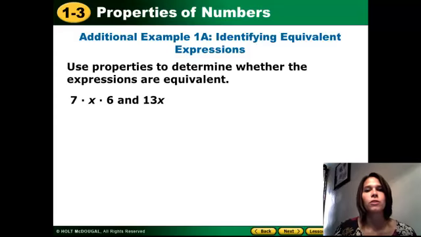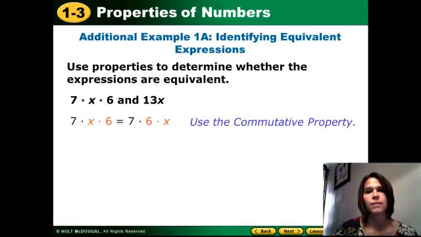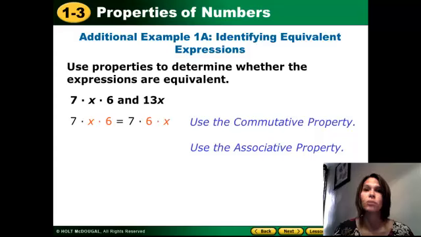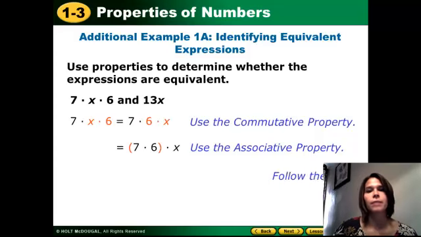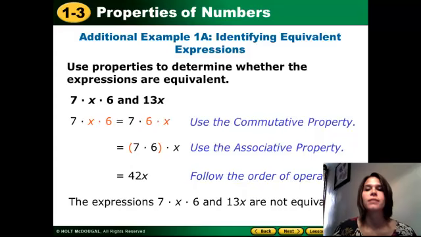Use properties to determine whether the expressions are equivalent. I have two expressions, 7 times x times 6 and 13x. I'm going to rearrange that first one using the commutative property in order to see if it's the same. I'm going to move the 6 over to the 7 and then multiply my 7 times 6 using the associative property by grouping them together. 7 times 6 is 42, and 42x is not equivalent to 13x.